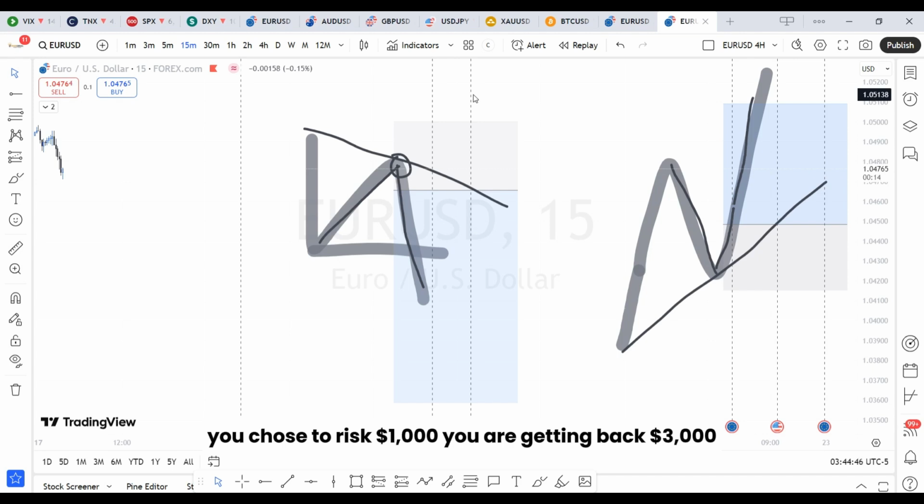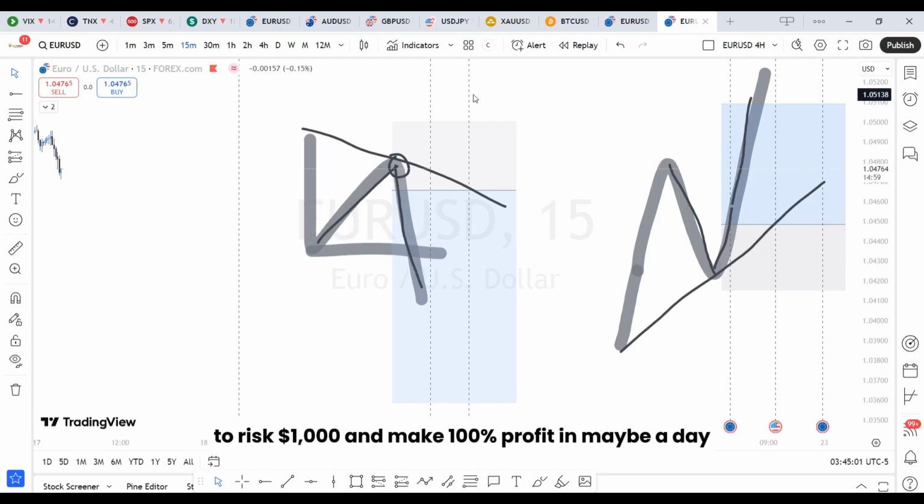You chose to risk $1,000, you are getting back $3,000. I can tell you, whoever you are listening to this, I'm categorically telling you that this is a very, very good thing to do. It's a very good investment to make, to risk $1,000 and make 100% profit in maybe a day, 2 days. You are making 100% profit of what you agreed to risk. I'm telling you, it is a very good way to go about it. Any investment in this world, it is a very good way to go about it.